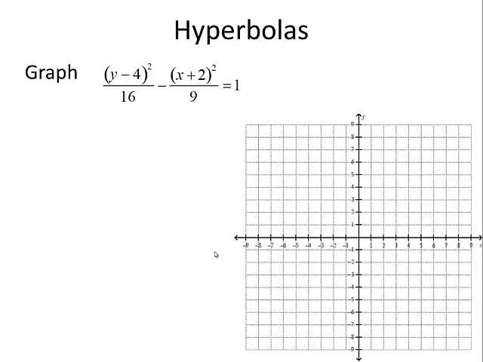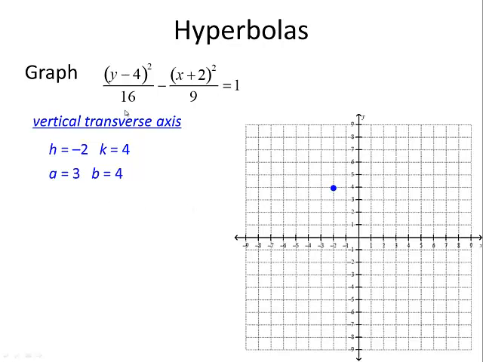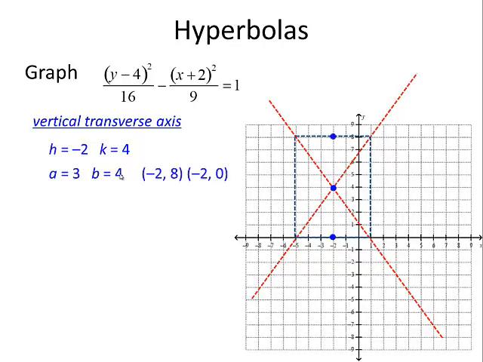Okay, let's move it off the center. And then first we find our center, which is -2, 4. And we know that it's a vertical transverse axis because the y is positive. And -2, 4 is here. And then my a is 3. And b is the square root of 16, which is 4. And then draw my box, draw my asymptotes, put in my vertices.